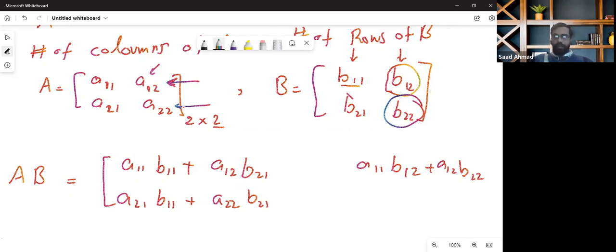And then we're done with this. Again for the second row here, we pick the second row and multiply it with this second column, similarly. So A21 times B12, and then plus A22 times B22. Like this.